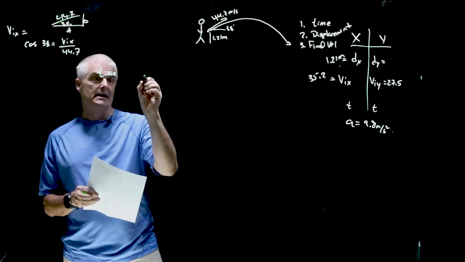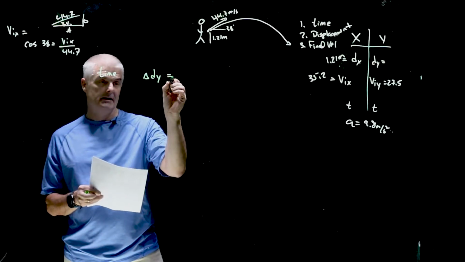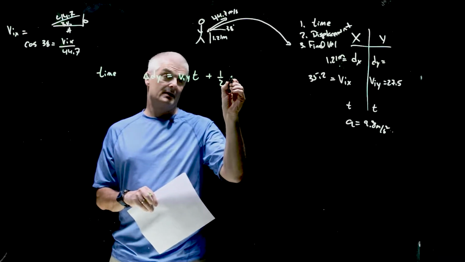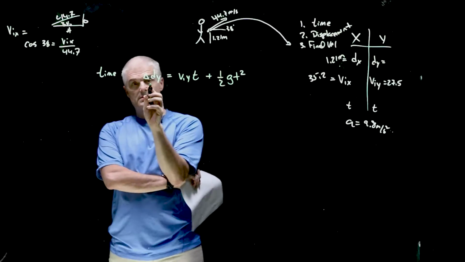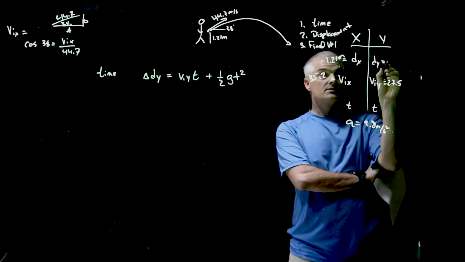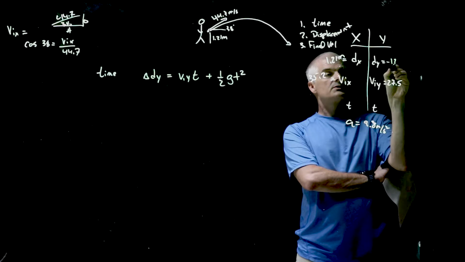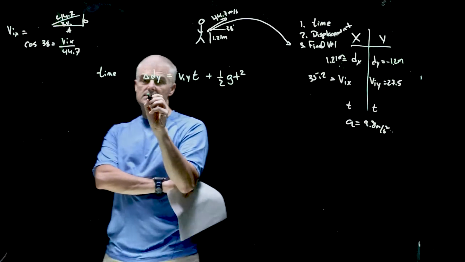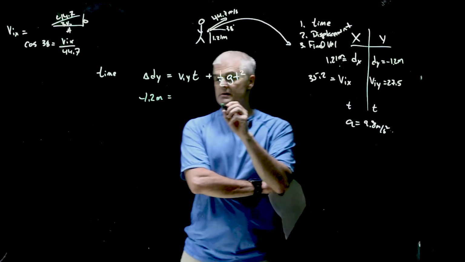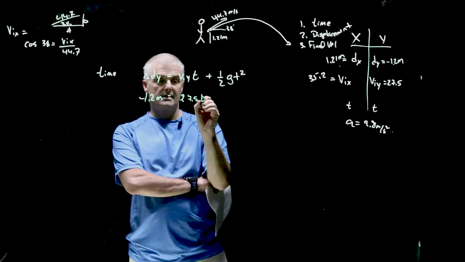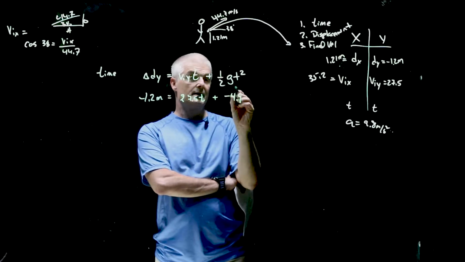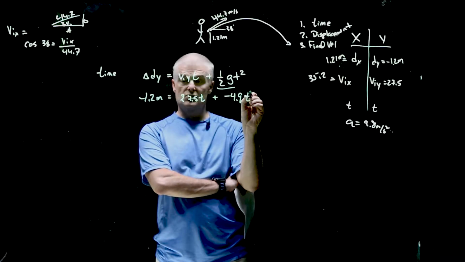Okay, so we can say delta dy is equal to viy times t plus 1/2 gt squared. Now, this is an important thing. We do know what delta dy is. Actually, this delta dy is going to be negative 1.2 meters. So negative 1.2 meters is equal to the viy, 27.5, times t plus negative 4.9, that's 1/2 g, times t squared.